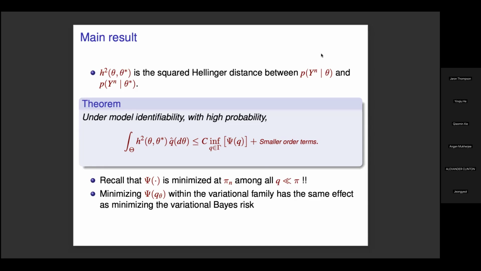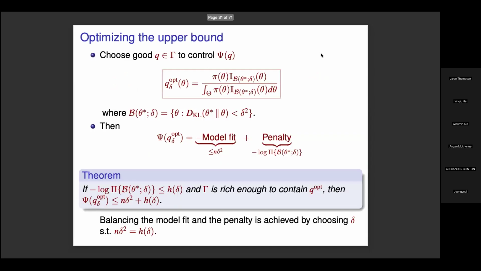Now we don't really want to substitute just anything here. We want the bound to be tight, and we know that the variational objective function is minimized at the posterior itself. But we can't plug in the posterior to make sure that the bound is tight, because we don't really know the posterior. But we can plug in a surrogate for the posterior, and this is the theoretical game that we have to play for each example that we try. So this surrogate is the following.